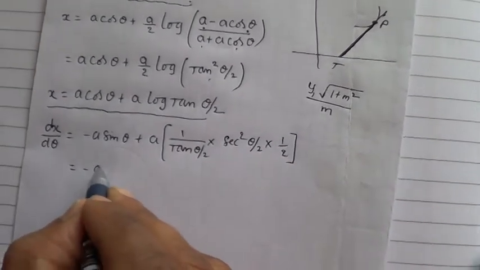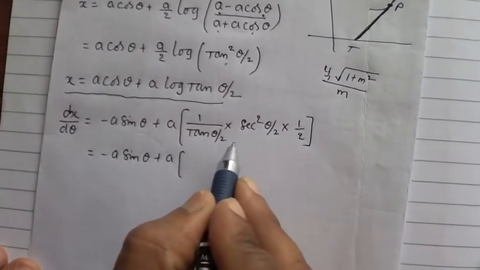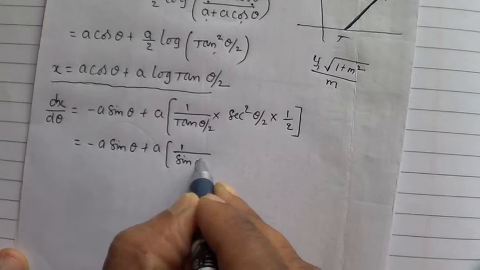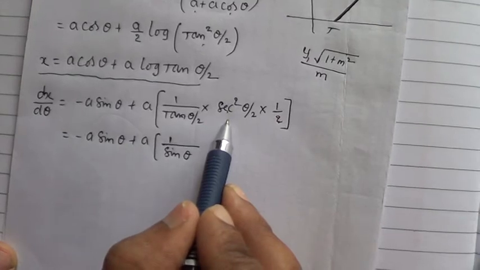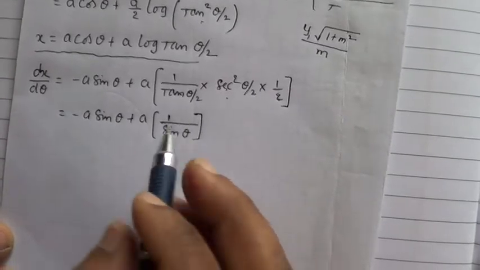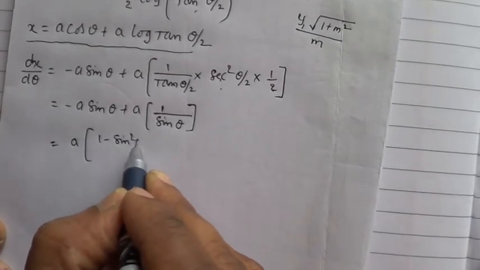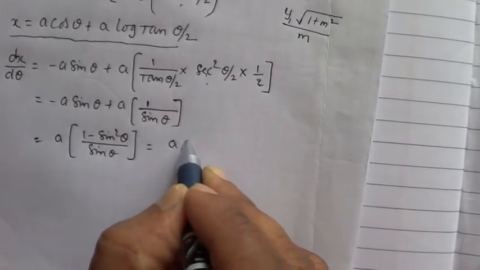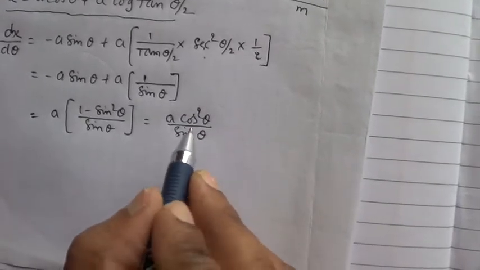Now that simplification is minus a sin theta plus a into, what about this simplification, cos theta by 2, one time cancel, we are getting 1 by sin theta. I hope everyone followed. 2 sin theta by 2, one more cos theta by 2 will come here. 2 sin theta by 2 cos theta by 2 becomes sin theta, right? Now this simplification, a into 1 minus sin square theta divided by sin theta, that is nothing but a into cos square theta divided by sin theta, that is dx by d theta, right?